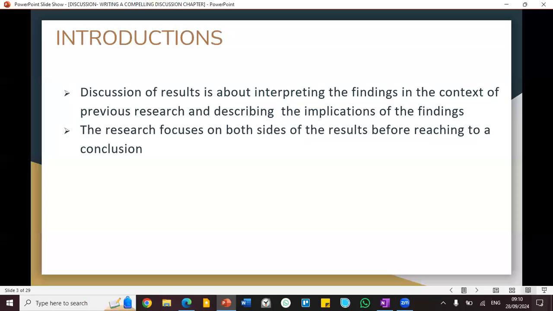Findings you have in chapter 4, depending on your guidelines. So you are trying to interpret the findings, and you're interpreting this in the context of previous research. And at this point, you also bring in the implications of the findings.